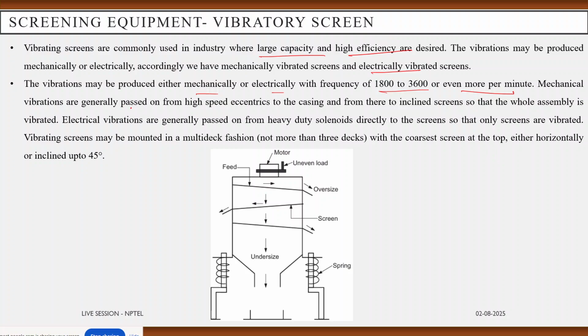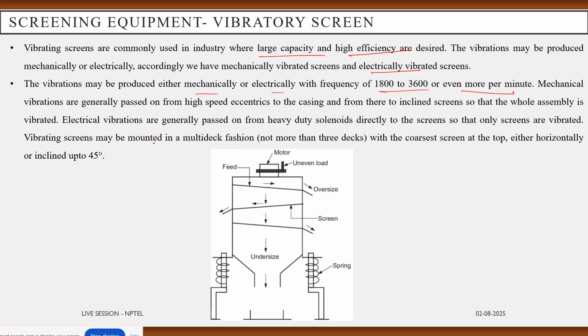These mechanical vibrations are generally passed on from a high speed eccentric to the casing and from there to the inclined screen, so that the whole assembly is vibrated. Whereas the electrical vibrations are generally passed on from heavy duty solenoids directly to the screen, so that only the screens are vibrating. So that is why it is different.